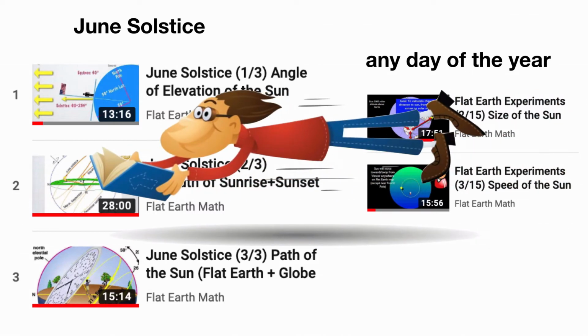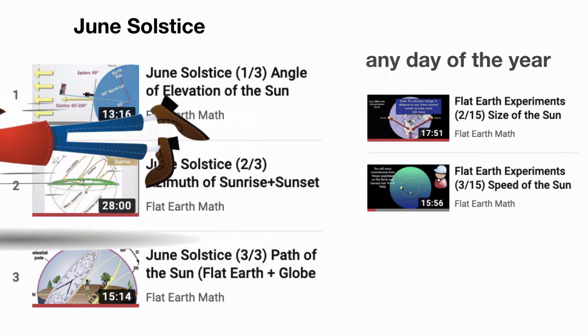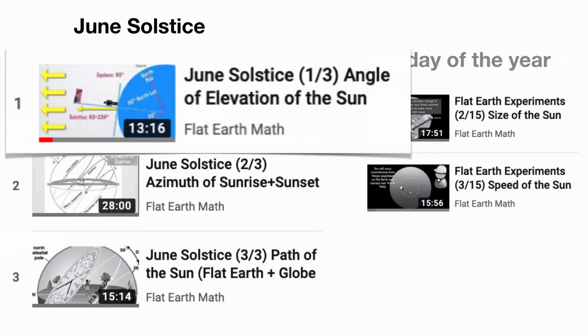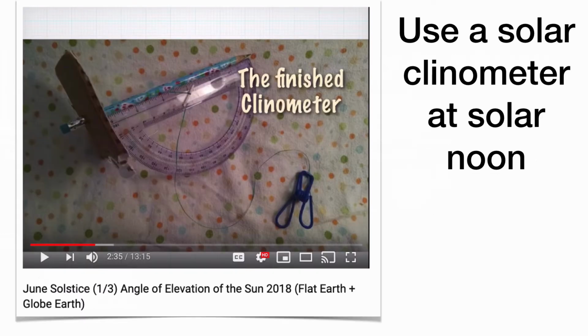And we're just going to take a really quick, breezy look. The actual videos describing these are between 15 and 30 minutes long. So we're just going to take a look at them very quickly. Starting with the angle of elevation of the sun. Now this is at solar noon. Angle of elevation of the sun.